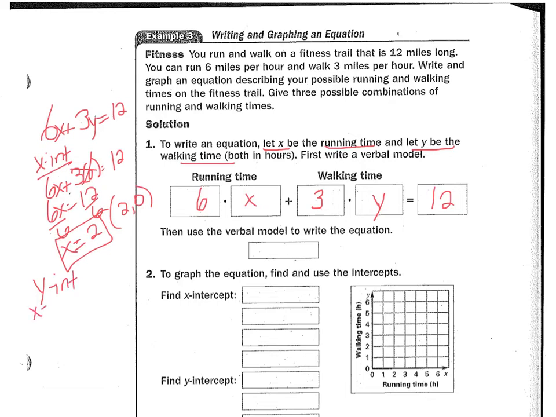Then find the Y-intercept. We know X is equal to 0, so we have 6 times 0 plus 3Y equals 12. These cancel out. 3y equals 12. Divide by 3. Y equals 4. So there's my y-intercept, but I know the ordered pair is 0, 4. Okay, so we're going to go ahead and graph this.